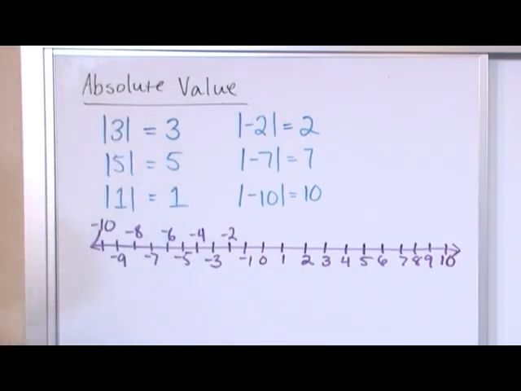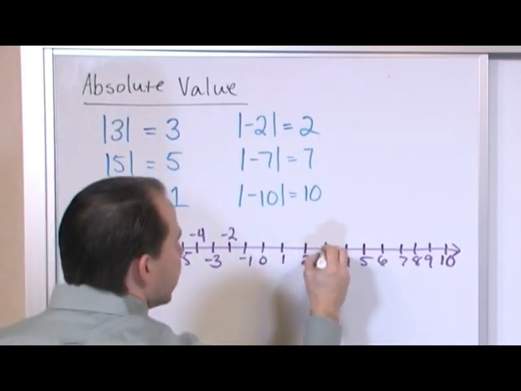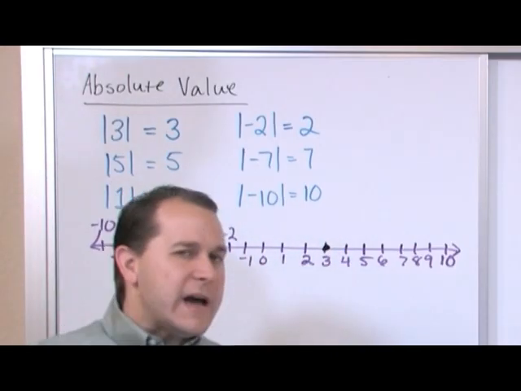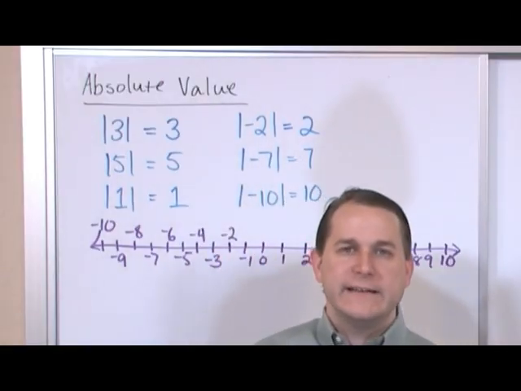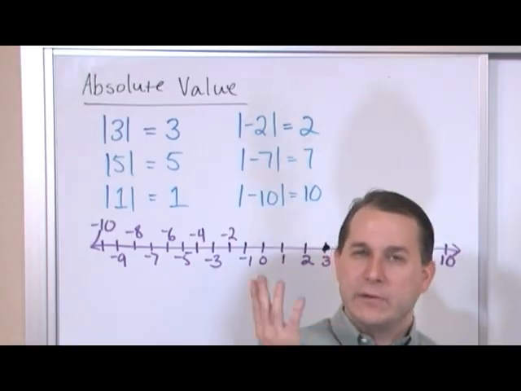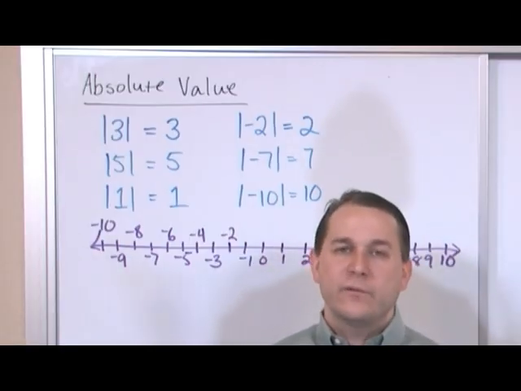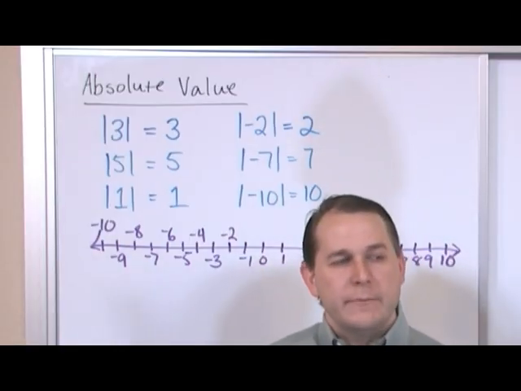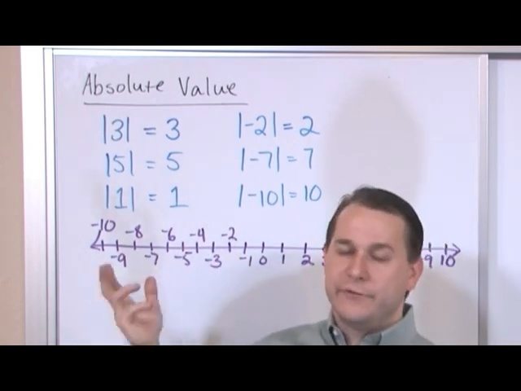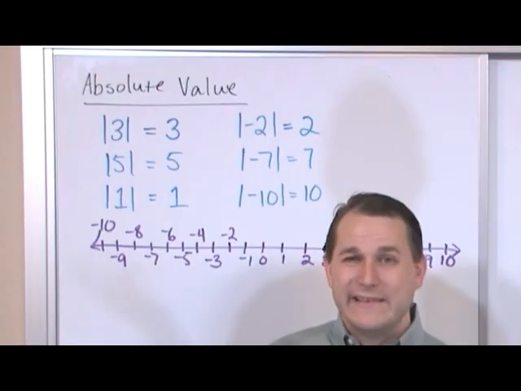We said the absolute value of the number 3, which is here on the number line, is equal to 3. What absolute value really is, it's basically telling you the distance between the number that you have in the brackets and 0. That's why we call it the absolute value, because the real value of the number is just -5 or -2 or +3 or whatever the number is. That's the value of the number.